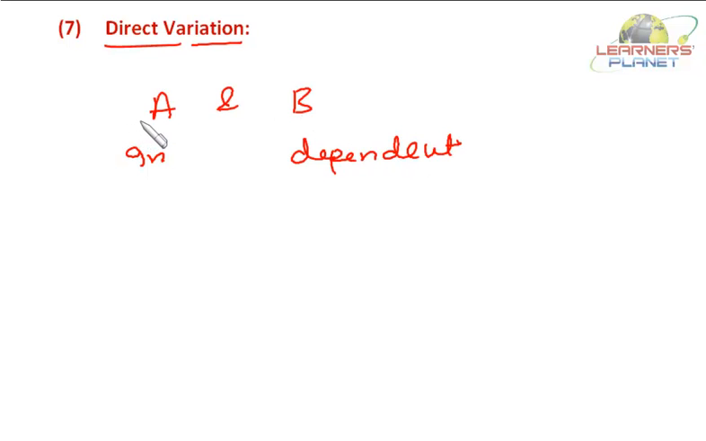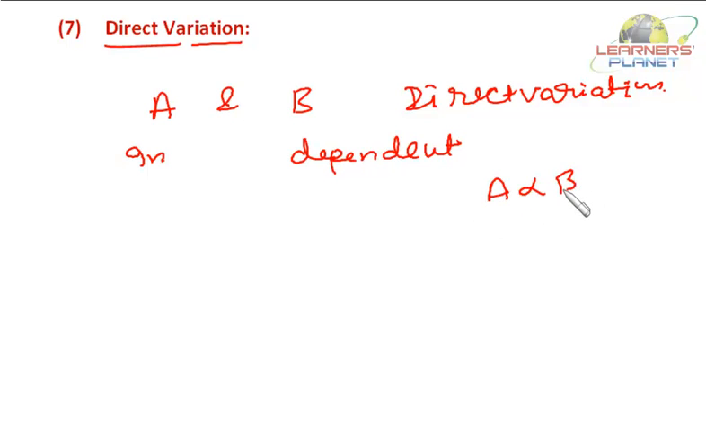Now there are two types of dependencies. If A is increased, then B is also increased, and if A is increased, B is decreased. The first one, when A is increased and B is also increased, is called direct variation. In that case, we mention it as A is proportional to B. That means if A increases, B will also increase.